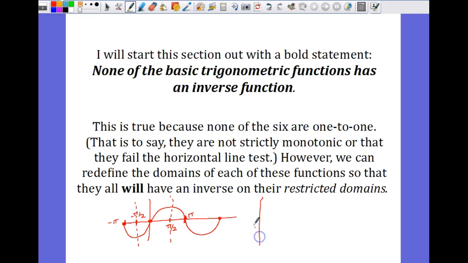Cosine is a little easier because it starts at a max, goes through, and goes down. So cosine, you would go from 0 to pi because of the design and the nature of the function. Does that make sense?